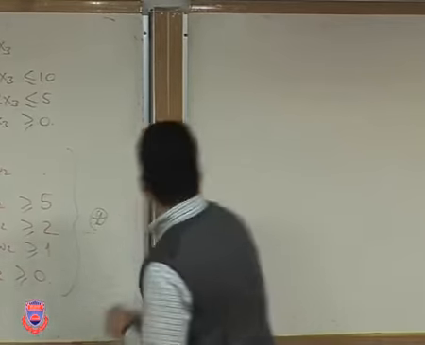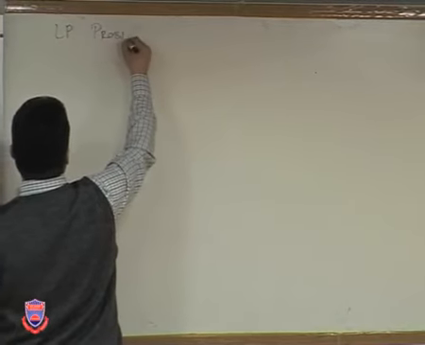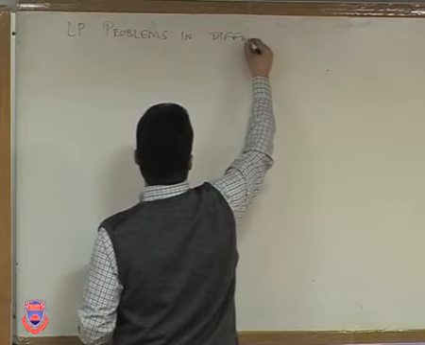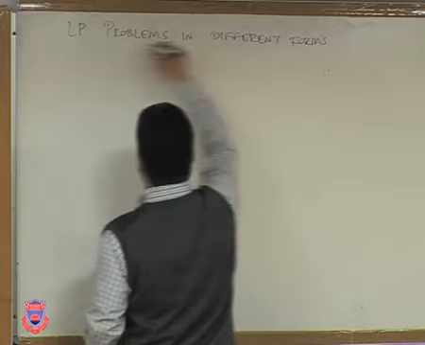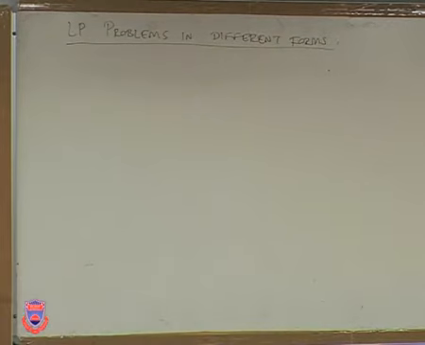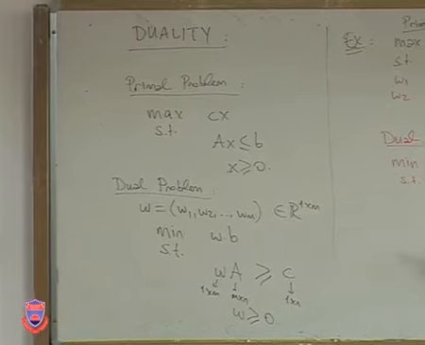So the topic is LP problems in different forms. I'm going to always keep this in mind: if I have an LP problem that looks like this one, I know that its dual actually looks like that one.